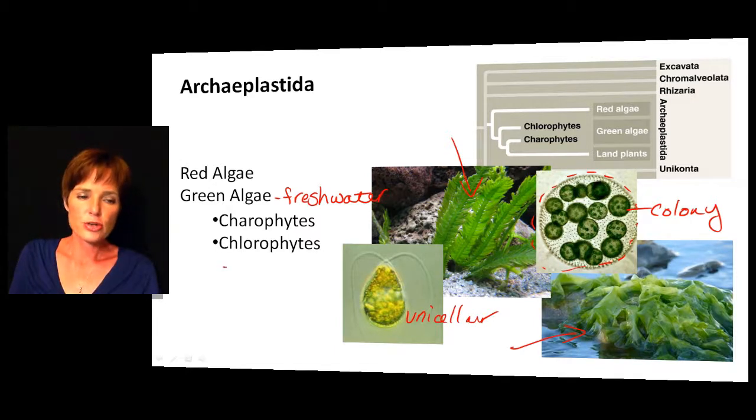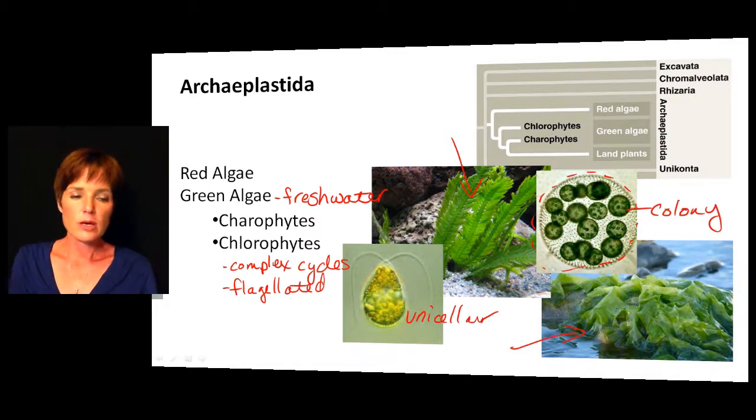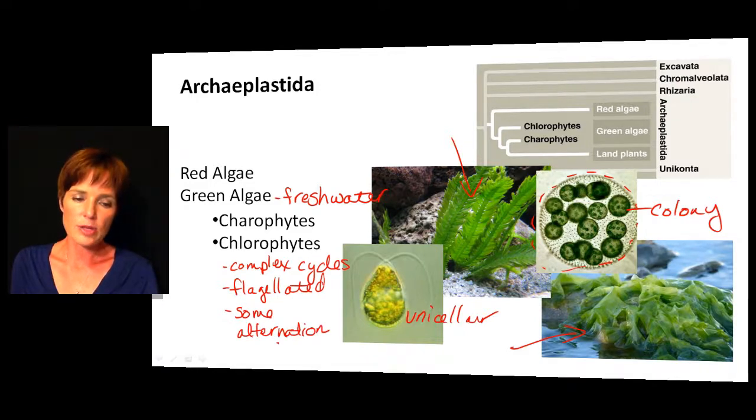The chlorophytes do have complex life cycles. And we do have some flagellated stages here. And you do see that here in this picture that's showing the unicellular one. Most of them, or at least some of them, are also going to have some alternation of generations. We last saw that when we looked at the brown algae.